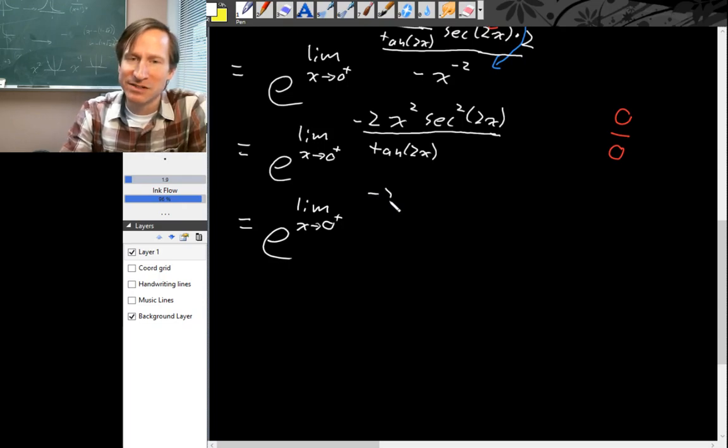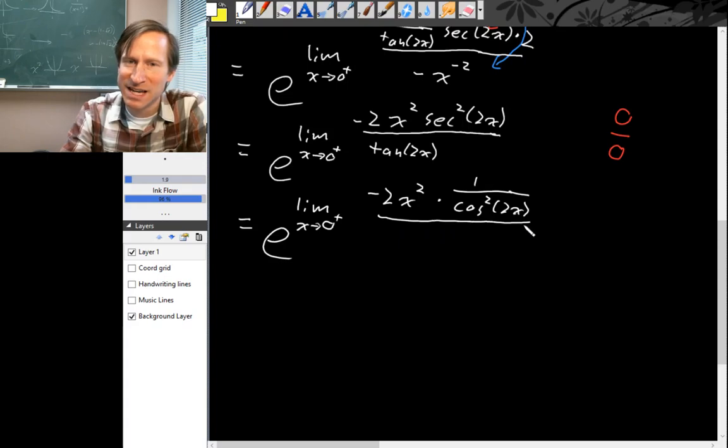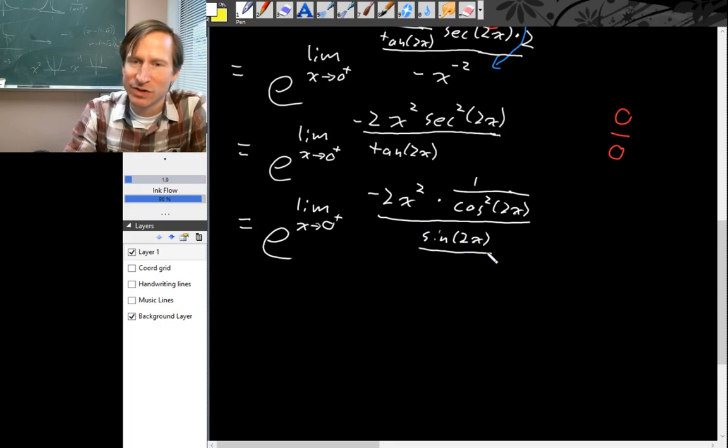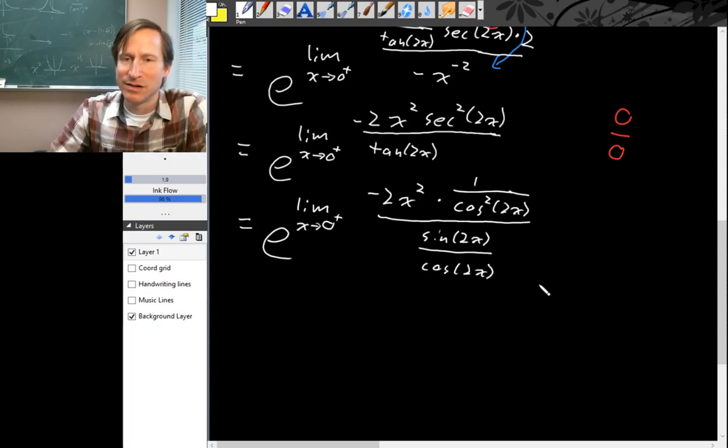So we get a minus 2x squared times, so secant squared, that's 1 over cosine squared 2x. And then down here, this tangent is sine over cosine. So sine 2x over cosine 2x. All right.